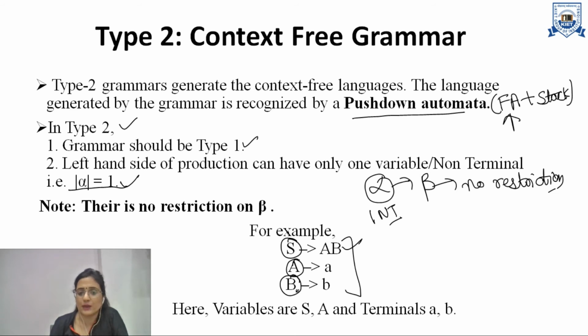Here S, A and B, written in capital letters, are known as the non-terminals, or the variables, whereas the symbols written in small letters are known as the terminals.